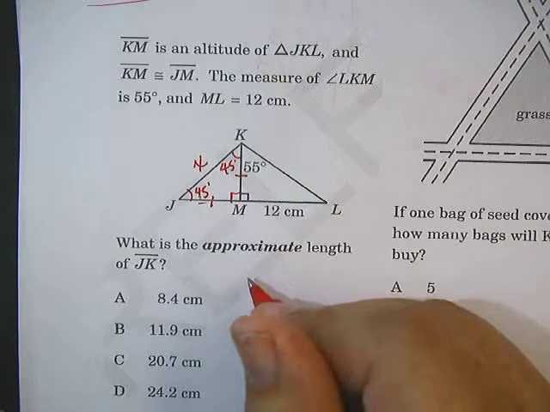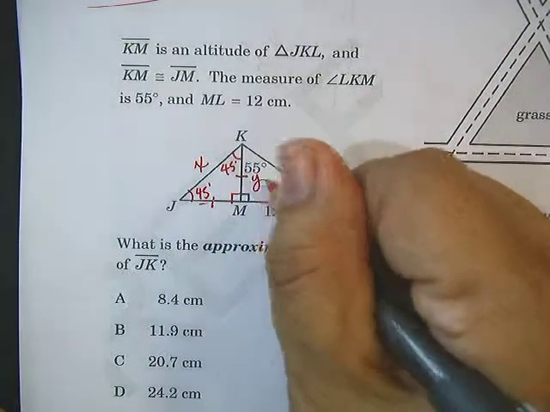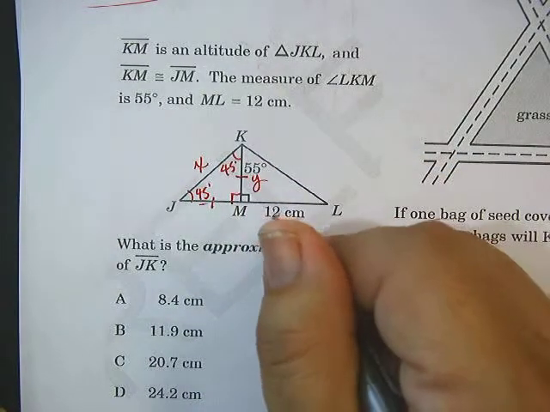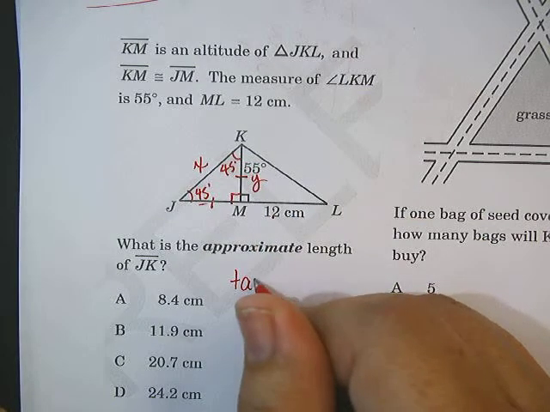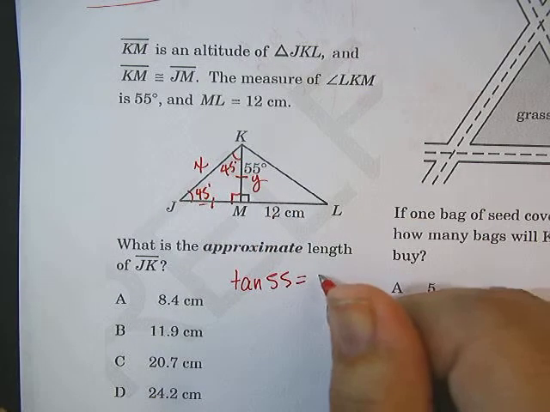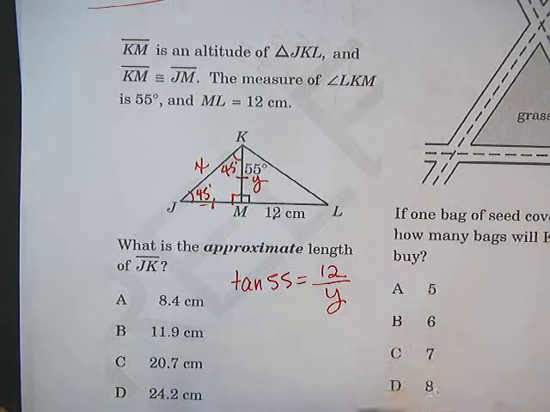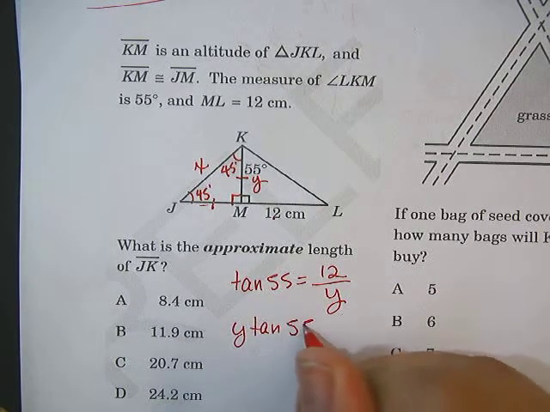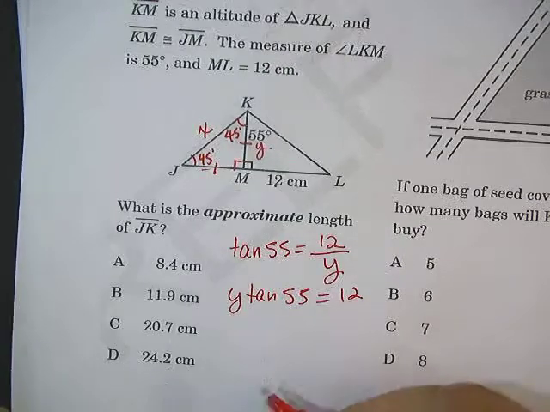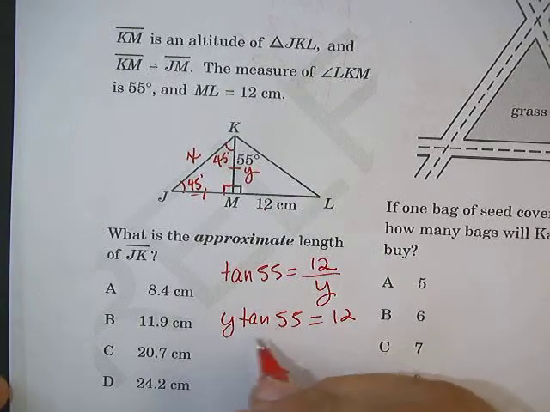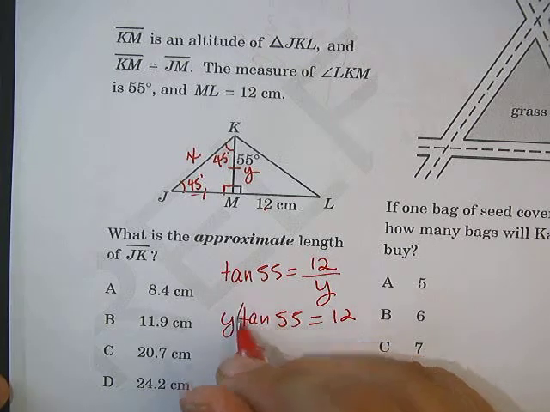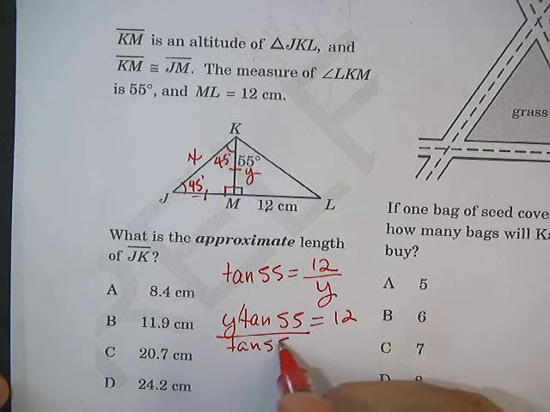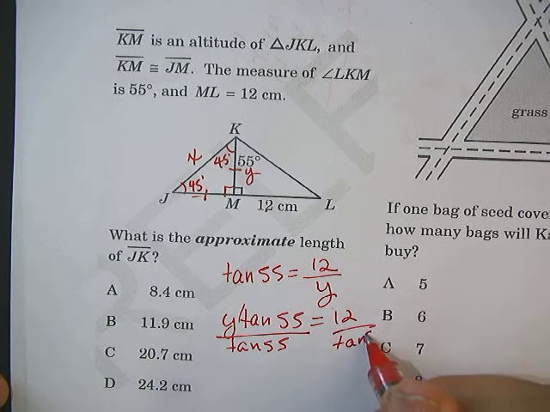So Km, if I want to find that side, I'm going to call this y. I know that I have the opposite and I have the adjacent. So tangent of 55 equals 12 over y. Now I can cross multiply. Y times tangent of 55 equals 12 times 1, which is 12. But I don't want y times tangent of 55. I'm multiplying y by this thing, so I need to divide it by that thing, tangent of 55.